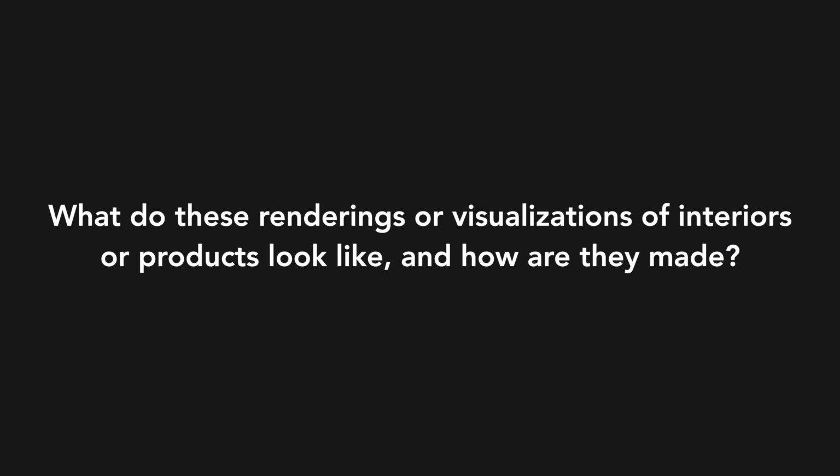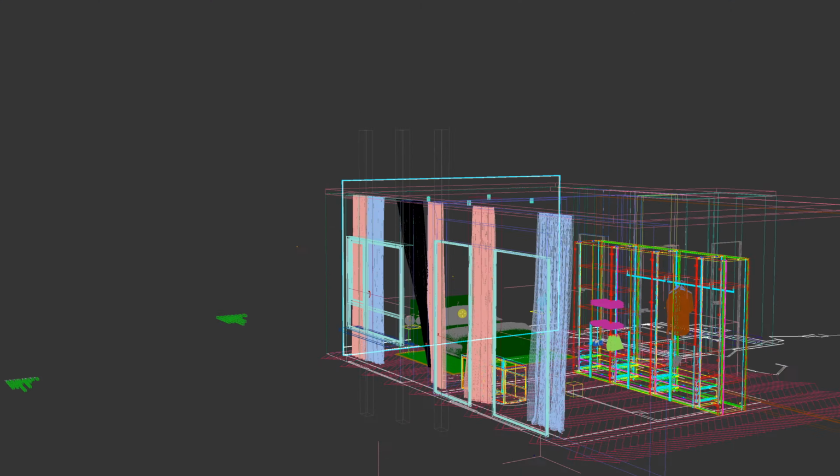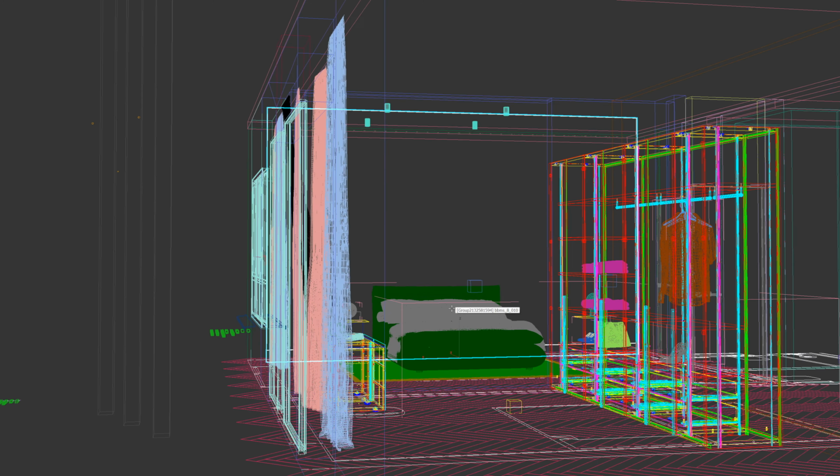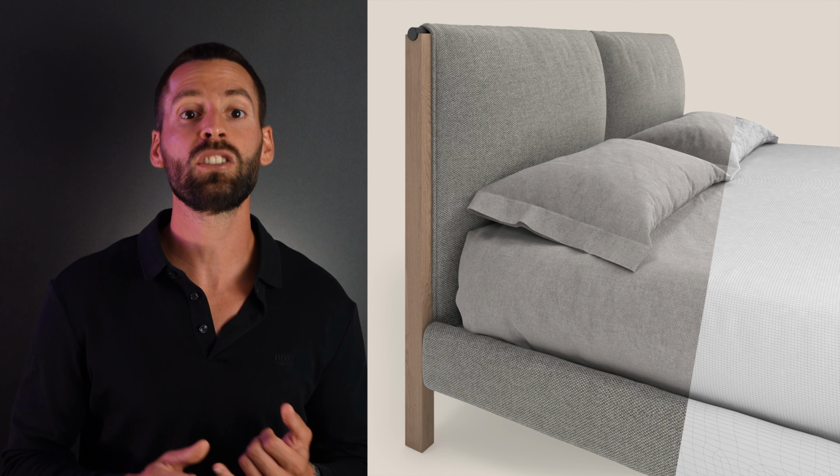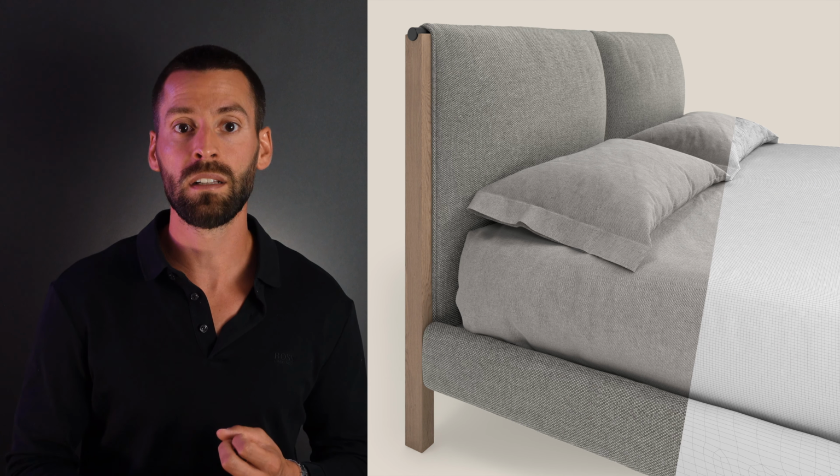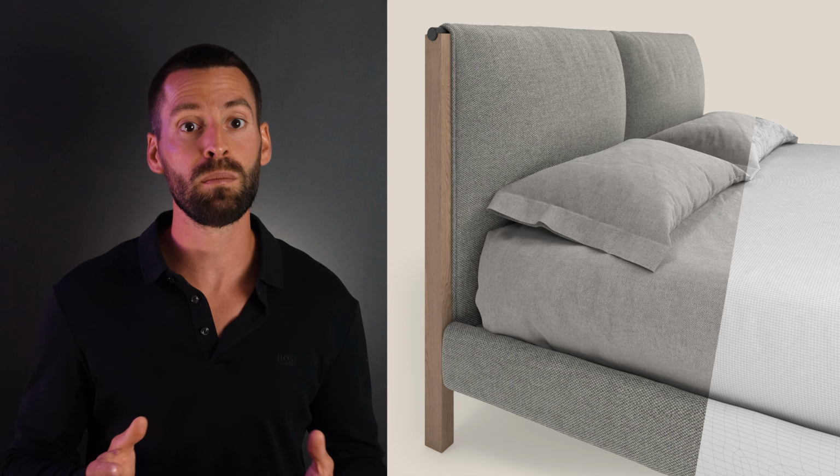What do these renderings or visualizations of interiors or products look like? And how are they made? The very first step is always photorealistic modeling. This is important to make sure it's later possible to render the visualization photorealistic. Any and all details are kept in mind during this process. Details such as the seam of a sofa or wrinkles of a pillow to render the final image photorealistic. This is particularly important if you intend to use CGI for your visual marketing.